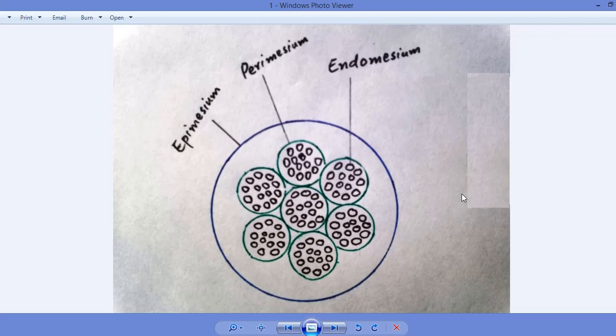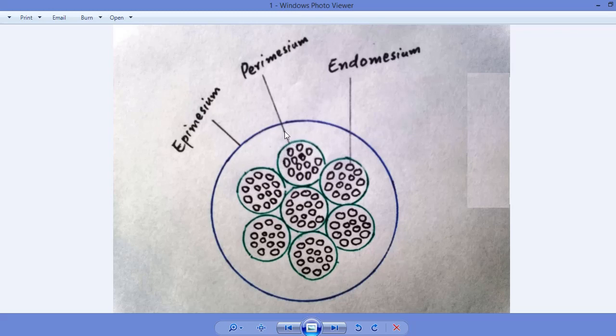In this structure, we can see that the whole muscular mass is surrounded by a layer that is called epimysium. If we go to the detail, the whole muscular mass consists of bundles of muscular masses. You can see over here the bundles of muscular masses, and each bundle of muscular mass is called fascicle.